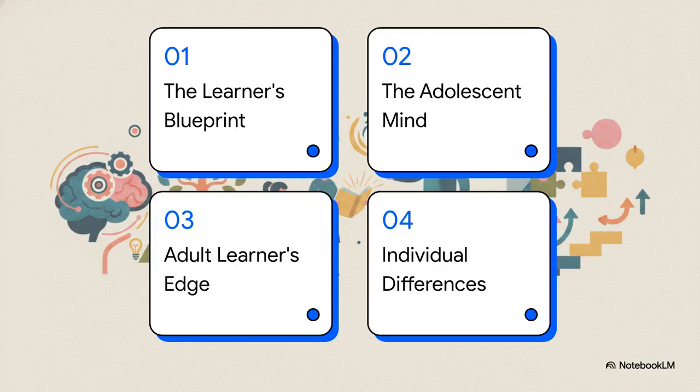So here is our roadmap for unpacking all of this. First, we're going to lay the foundation with the learner's blueprint. Then we'll symmetrically compare our two primary groups, looking inside the adolescent mind, followed by the adult learner's edge. And finally, we'll explore that vital wild card, the individual difference factor.